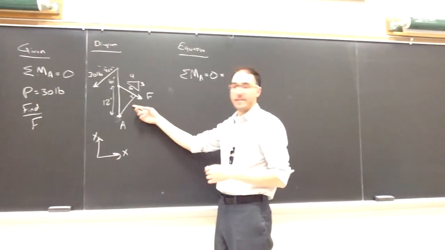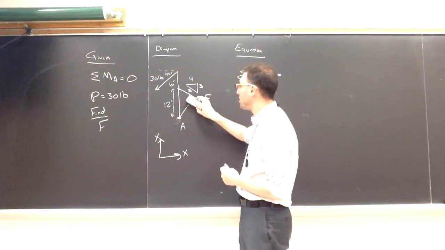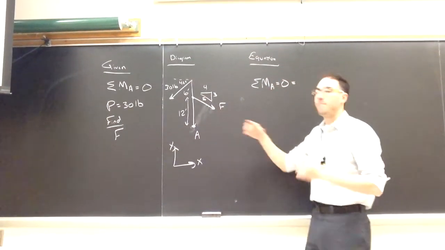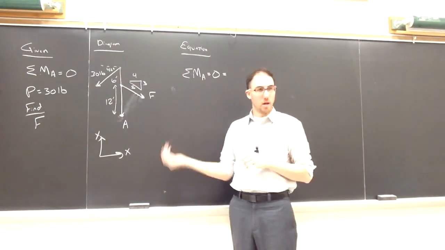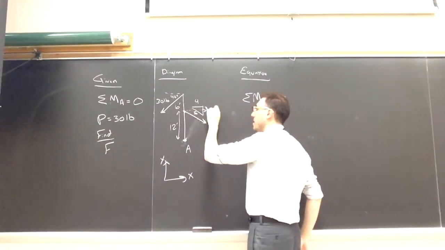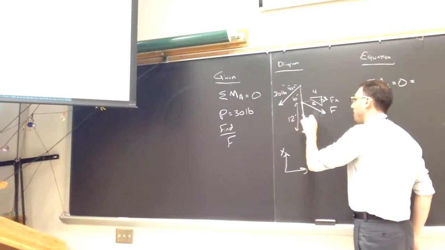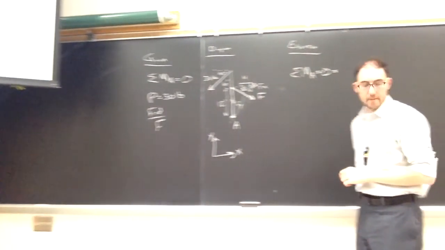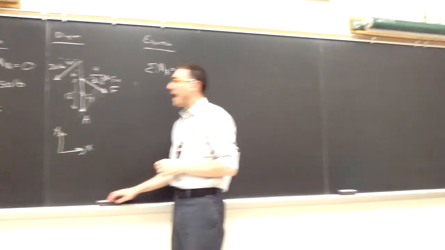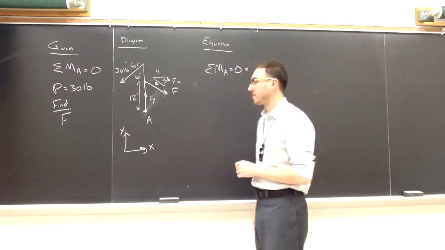This distance, though, is not easy to find normally. So instead of trying to find that distance, what we're usually going to do is break F back up into its components along our coordinate axes. So in this case, I'm going to have the x component of F, and I'm going to have the y component of F. And each of them will have a different distance from A, or a different perpendicular distance from A.